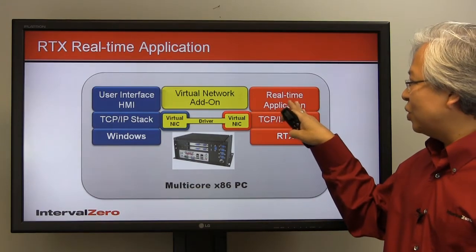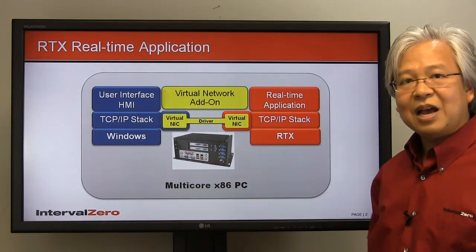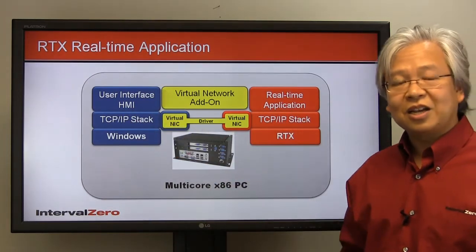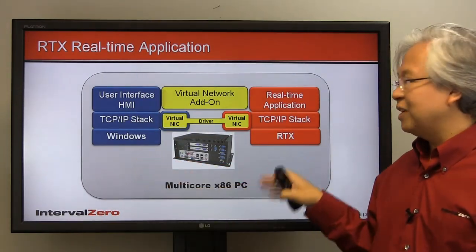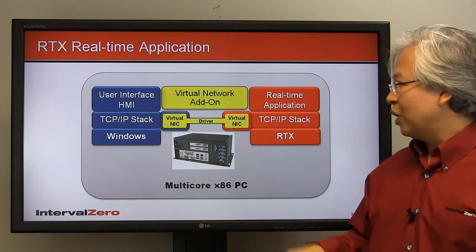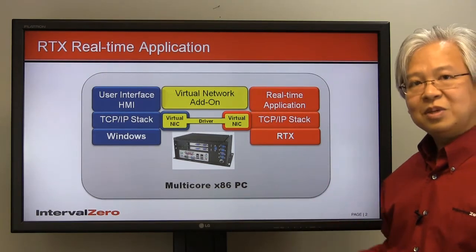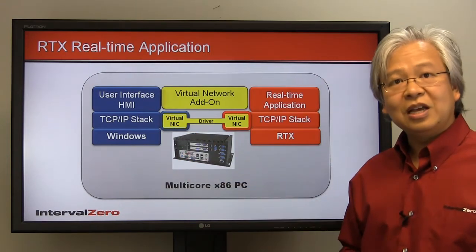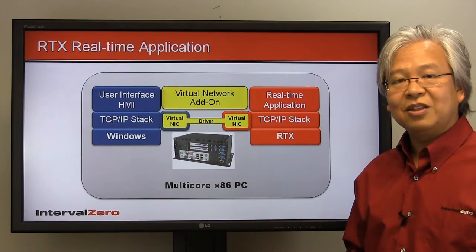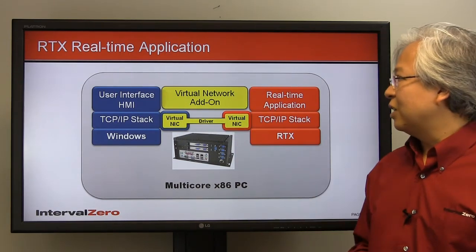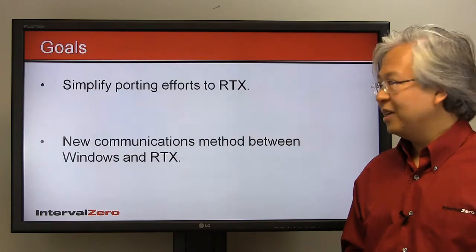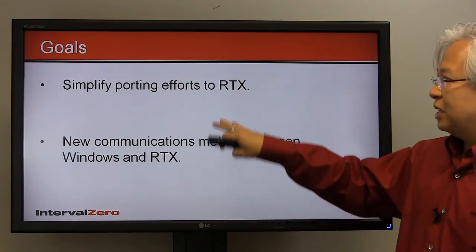This allows you, as you're porting over your existing applications, to fully leverage all the investments you've made using socket connections between your user interface and your real-time applications. So again, great value in getting rid of the DSPs and FPGAs, and also getting rid of the physical cards for the network interfaces as well as the Ethernet cable, all by using the virtual network add-on on an RTX-based platform.